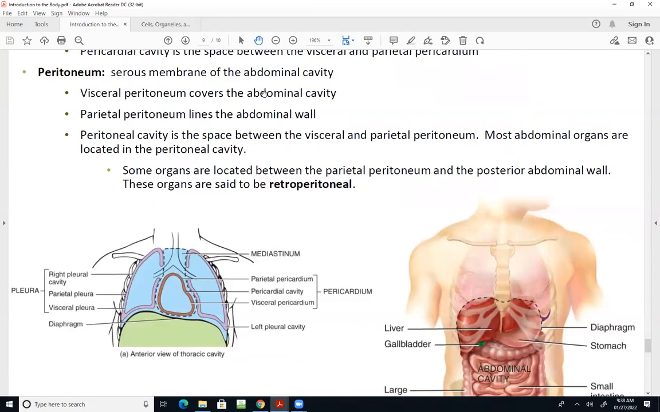Peritoneum is the serous membrane of the abdominal cavity. It includes a visceral peritoneum, which covers the abdominal organs, and the parietal peritoneum that lines the abdominal wall. The peritoneal cavity is the space between those two membranes where we find most abdominal organs, but not all organs. Some organs are actually located behind the parietal peritoneum, between that parietal peritoneum and the posterior abdominal wall. So in other words, like the back wall in your abdomen. A good example would be your kidneys.